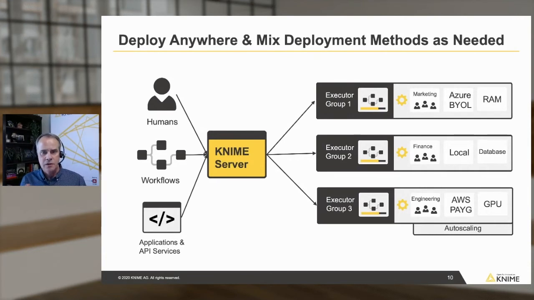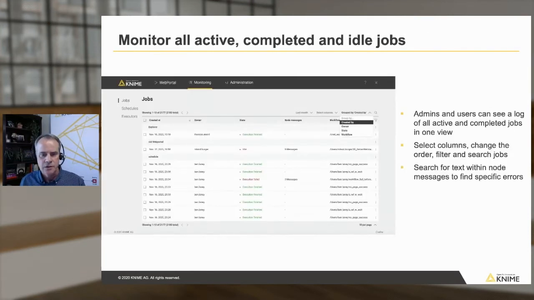For example, our executor group 1 is running on Azure. It's using BYOL, or bring your own license. Executor group 2 is running locally. Maybe it has to run in your own data center because your database is there, and the finance group won't let you put that database on cloud. And executor group 3 is running on AWS using pay-as-you-go because the engineering team is using GPUs. They're very expensive, right? So we just want to use them as we need them. And we're using auto scaling to scale up when we need them and throw them away when we don't need them to save cost.